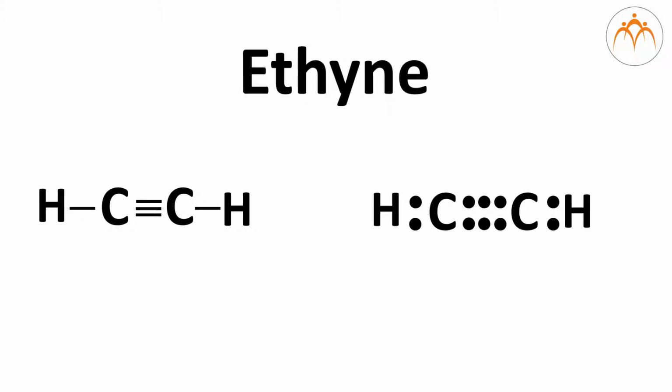Let us draw the structural formula and electron dot structure for ethyne. I have one carbon-carbon single bond. There are two carbon-hydrogen bonds present. So each of the carbons is bonded with one hydrogen each.